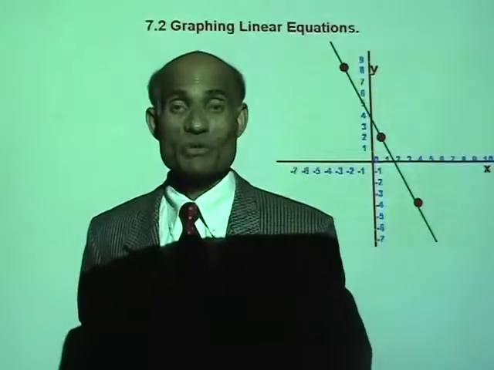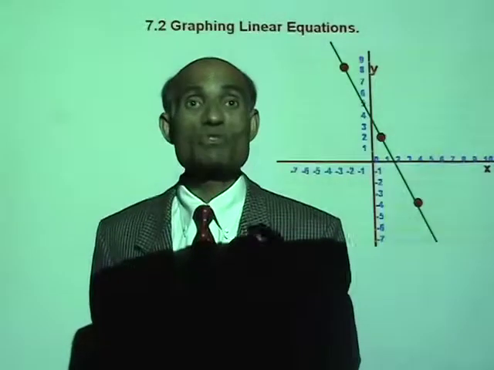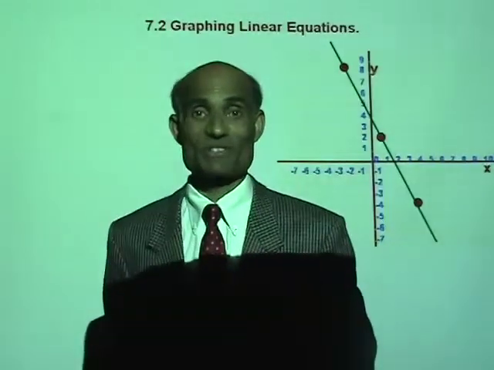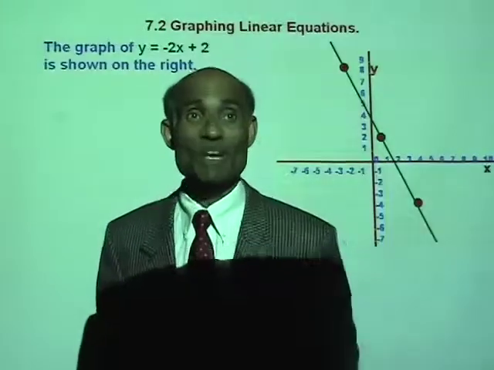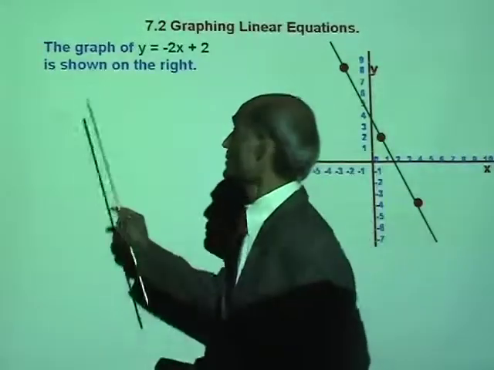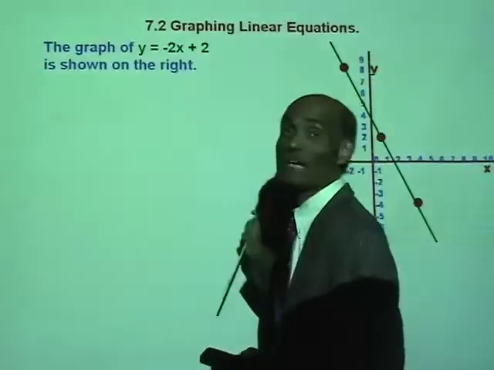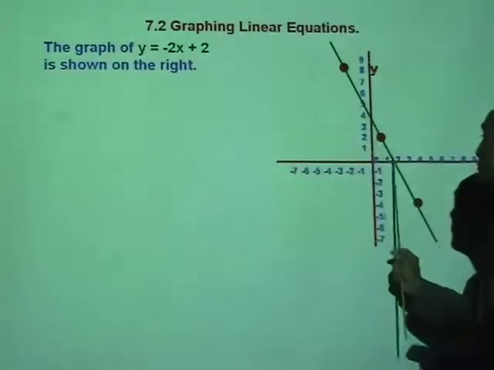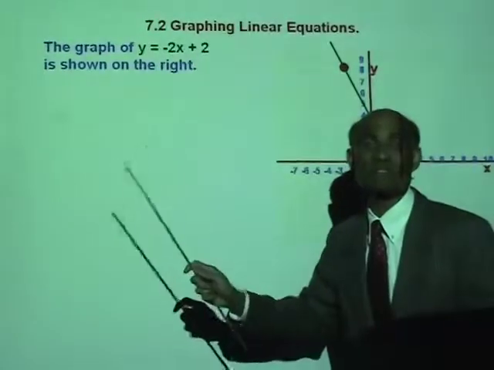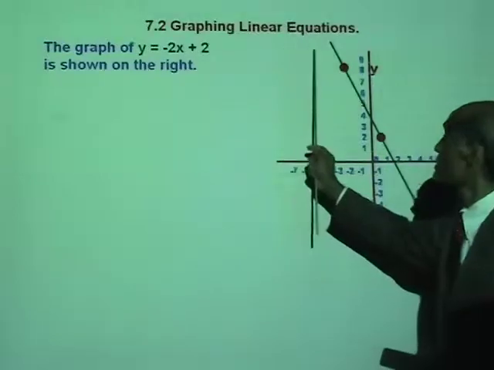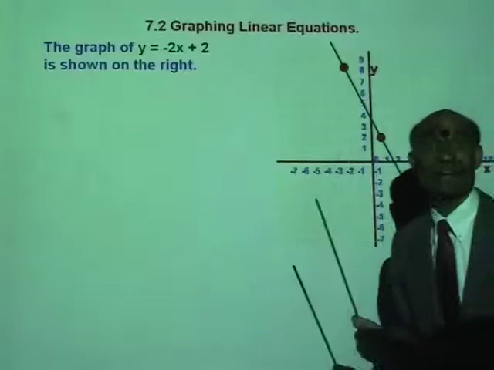We will now continue our discussion on graphing by learning how to graph linear equations. Now, the question is, what is a linear equation? For example, the graph of y equal to negative 2x plus 2 is shown on the right. This is the graph of y equal to negative 2x plus 2. What is the specialty of this graph? This graph is a straight line.